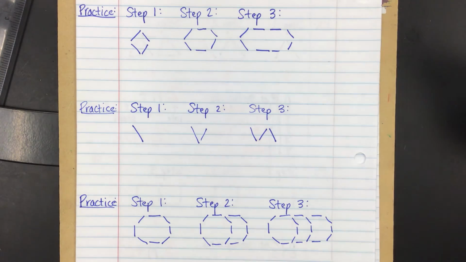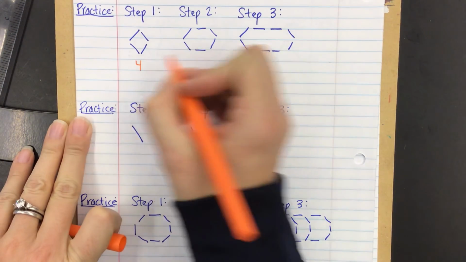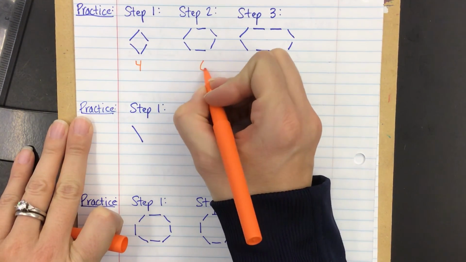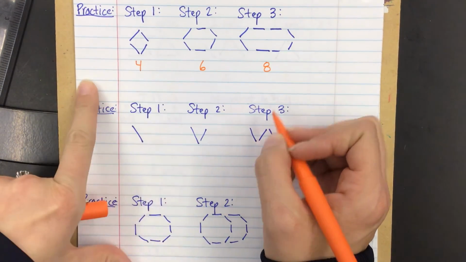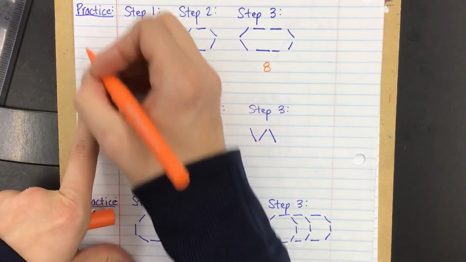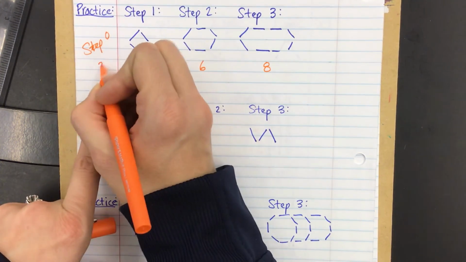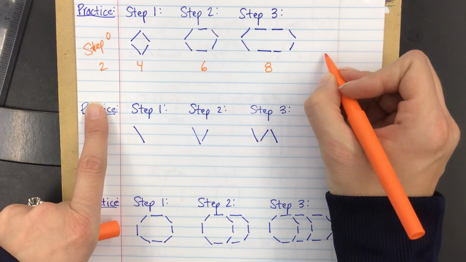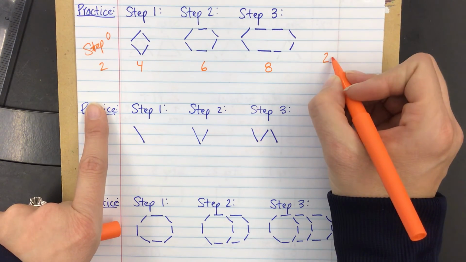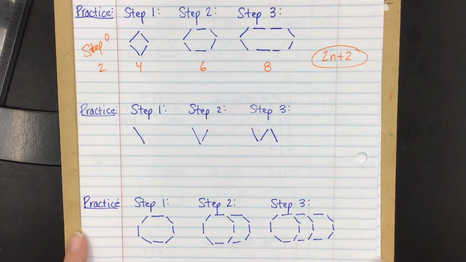Look at these real quick. So I'm going to count up 4, 6, 8. Okay, which means that if I was going to go backwards, step 0 would be 2, right? So did you guys get 2n plus 2? Yes, awesome.